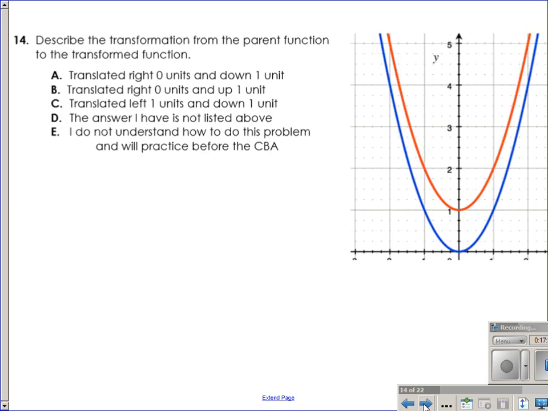Okay. Number 14, describe the transformation from the parent function to the transformed function. Now, a lot of you had questions about which one is the first graph or the original, and which one is the new graph. Well, remember, your original function always starts at the origin. So that's why this is your original function right here. To get to the new function, all we did was move up 1 unit. We did not move left or right. So the answer is B.